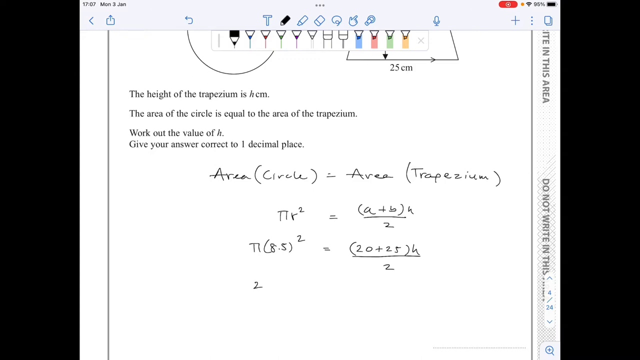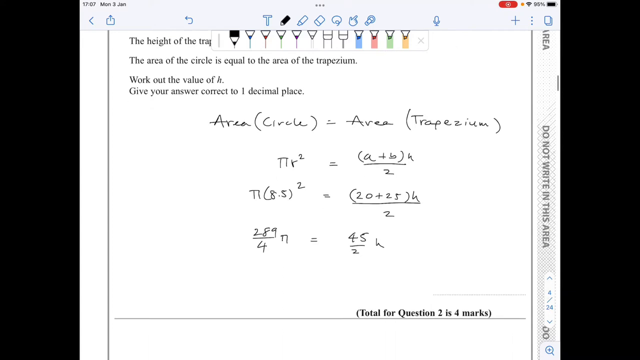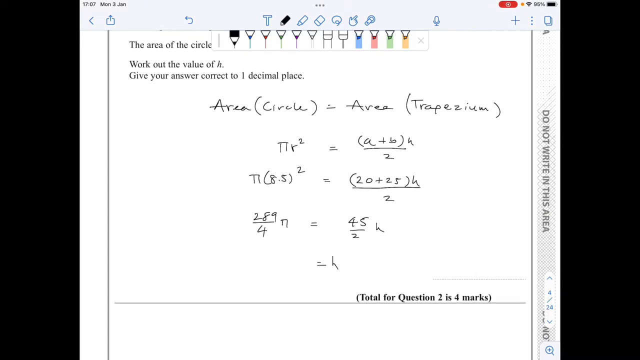This will give me 289 over 4 pi is equal to 45 over 2 times h. So to find h, I will just do 289 over 4 pi divided by 45 over 2, and this will give me an answer of 10.1 to one decimal place.